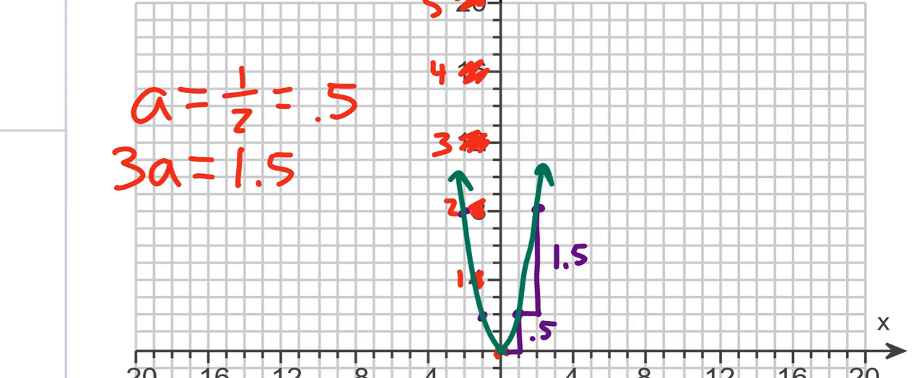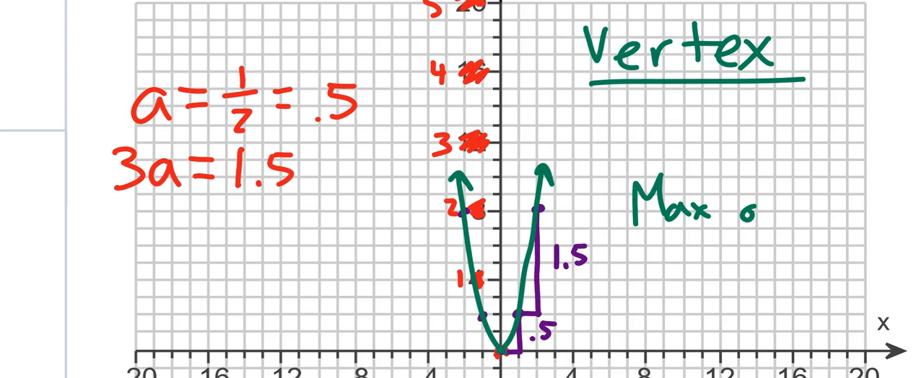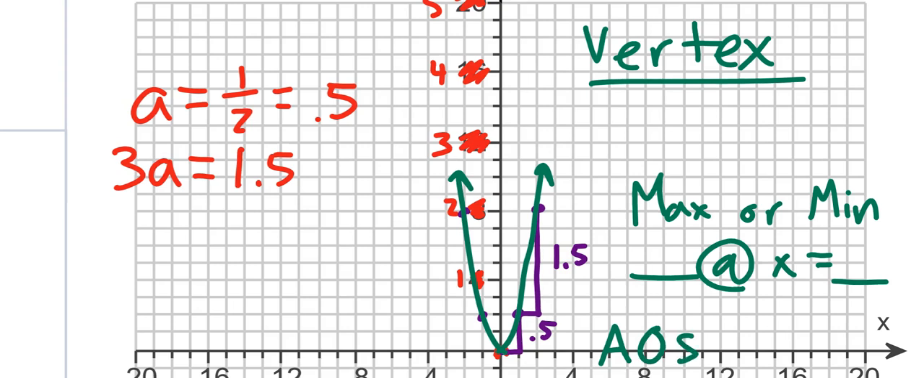Okay, so I'm going to ask the same 4 questions, and I'm going to have groups of you decide and make a decision, and I'll come back to your group to answer the same or similar questions here. So we got vertex, we got max or min, blank at x equals blank. We've got the axis of symmetry, and we have the whole increasing, decreasing. Okay, let's see here.